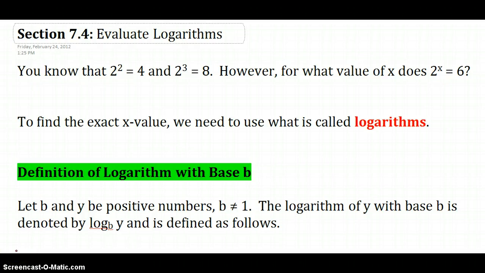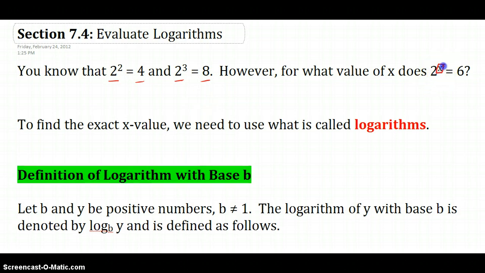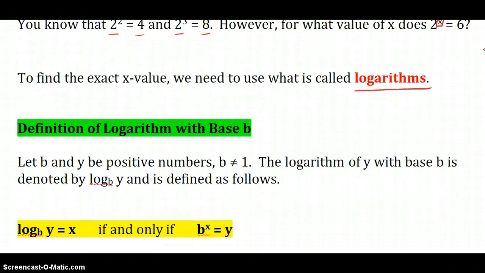First off, I wanted to start out, you know that 2 squared equals 4, and 2 to the third equals 8. However, what if we were looking for 2 to what power gives us 6? Well, we know it can't be just a nice integer because 2 squared equals 4, 2 to the third equals 8, and 6 is somewhere in between there. So when we don't have an exact x value, we need to use what's called logarithms. And that's what this whole section is about.